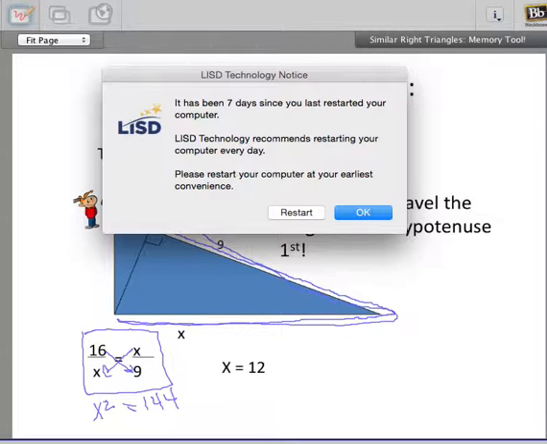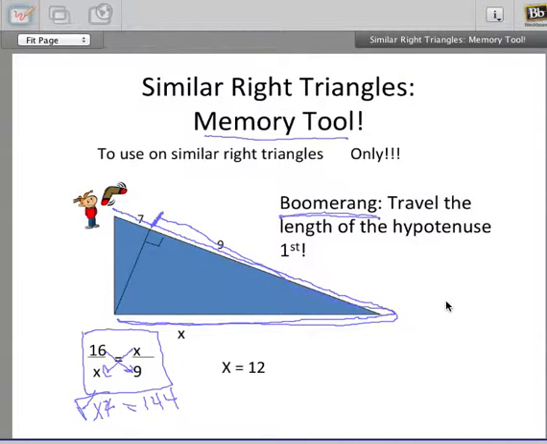And then, like we were doing before, to solve for x, you want to cancel out that square with the square root to get x equals 12. So similar right triangles has 2 memory tools. One is called the boomerang, and the other one you'll see here in a second.